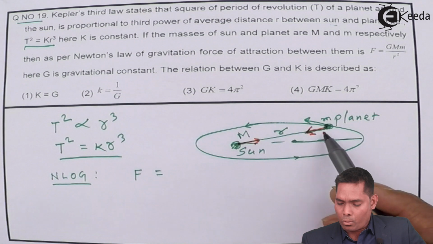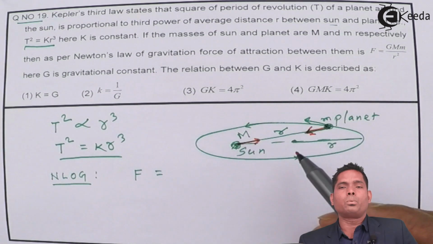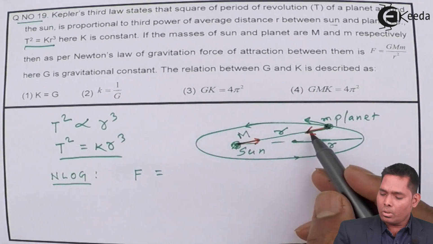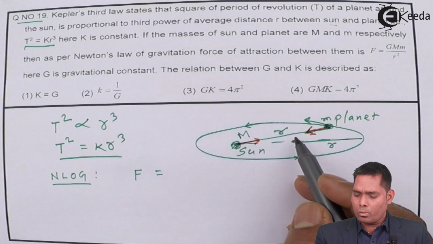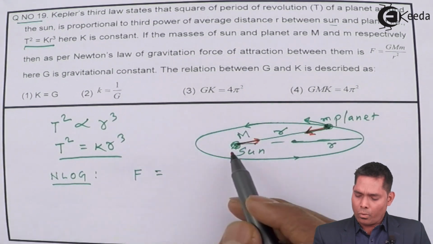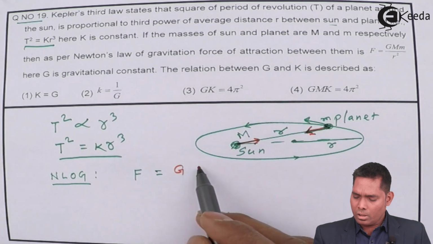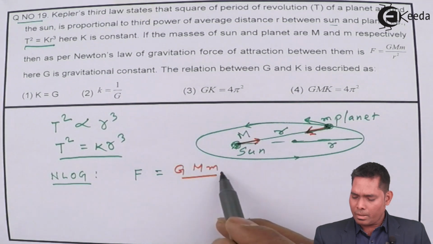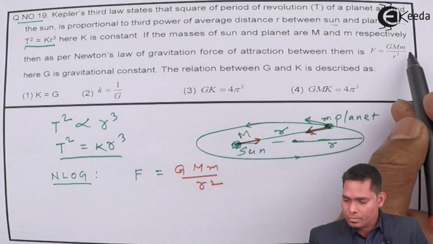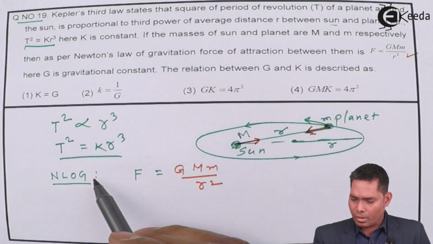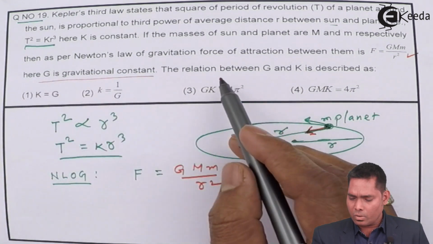So this is the attractive force. Earth will pull the sun towards itself and sun will pull the earth towards itself. So this force is exactly the same, and these are central forces. So F, the force that is exerted on the planet, is G, the product of two masses divided by the square of the distance. This is also given here, where G is the gravitational constant, the universal gravitational constant.